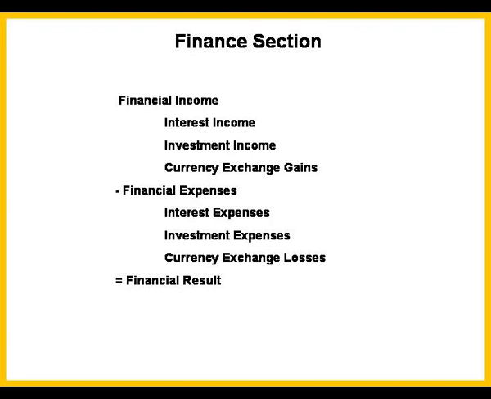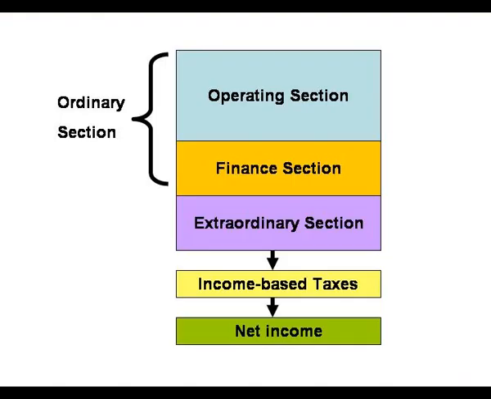And then, in case we have any form of foreign currency, we might earn currency exchange gains at the end of a business year, or we might incur currency exchange losses if the exchange rate develops negatively. Das sind Wechselkursgewinne und Wechselkursverluste. At the end, we're left with a financial result. Das ist das Finanzergebnis. Now, if we add the operating result and the financial result, then we have what we call the ordinary result. In German, that's called das Ergebnis der gewöhnlichen Geschäftstätigkeit.